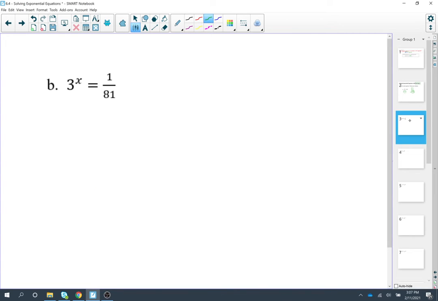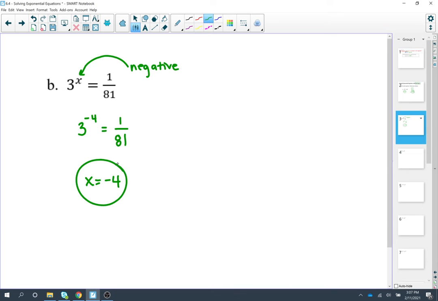Letter B, 3 to what power equals 1 over 81? Keep in mind, when you raise something to a negative exponent, it means that you're really doing the reciprocal. So if I want 3 to become 1 over something, my exponent's going to have to be negative. I already know that 3 to the fourth power is positive 81. So if I do 3 to the negative fourth power, that would give me 1 over 81. So x this time is negative 4.